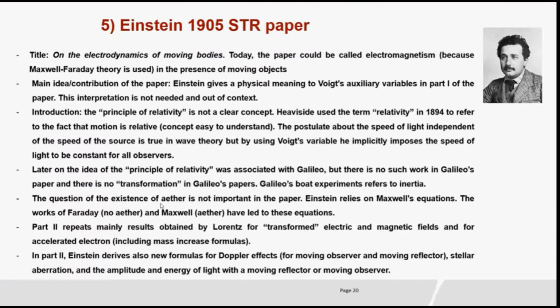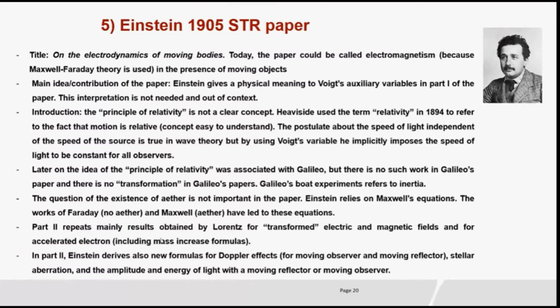And then there is a question of the existence of ether. In the paper, Einstein said there is no medium, there is no ether, but that's not important for the work he's doing. He relies on Maxwell's equations. He's using the same equations Lorentz is using, and in Lorentz's work, there is ether. Faraday was thinking about no ether, and Maxwell with ether. The Maxwell equations are based on the same electric and magnetic field work done by Faraday and Maxwell.